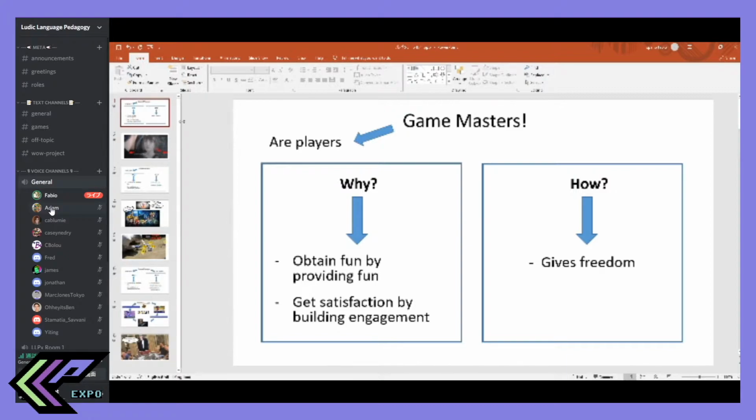I think they are players because a game master, even if he organizes a game for the players, obtains fun by providing fun. And he also gets satisfaction by building engagement for the players. Every time a game master plans, he thinks, what can engage my players? And he always keeps that in mind. The way he does it, I just selected 3 points. There are many more, but I just selected 3 this time.